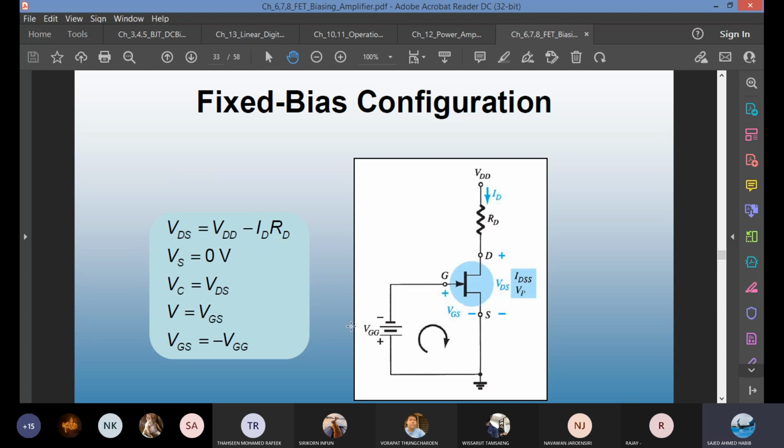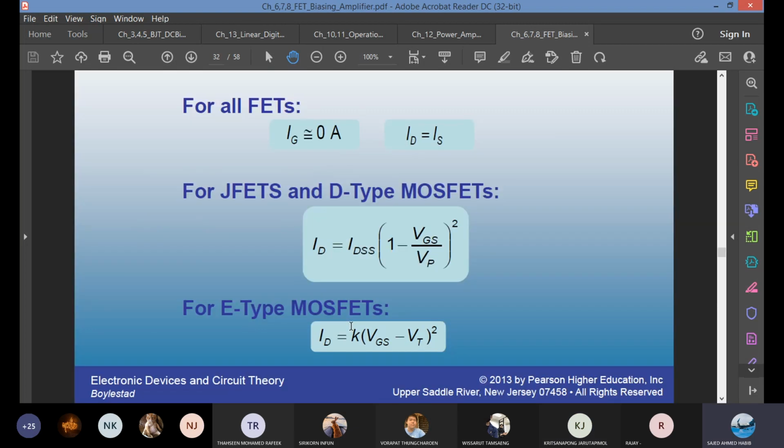This is teacher? Yes? This chapter 7, what do we skip now? We skip the MOSFET equation. Okay. E-type MOSFET.